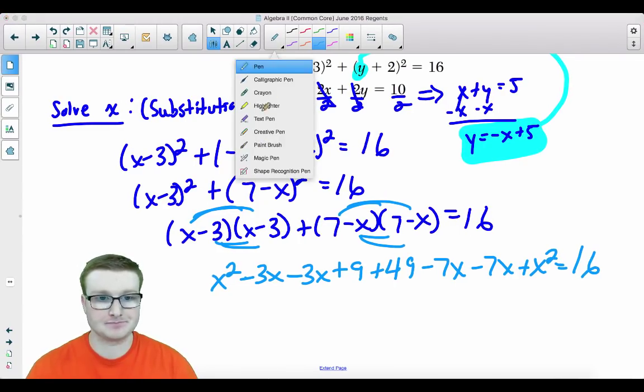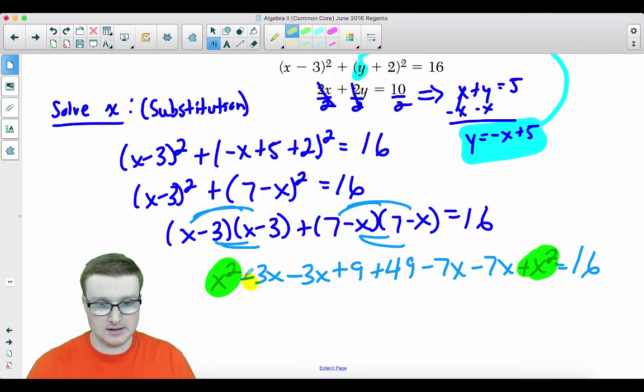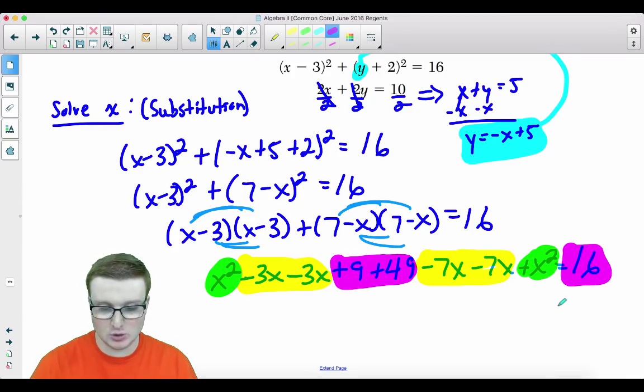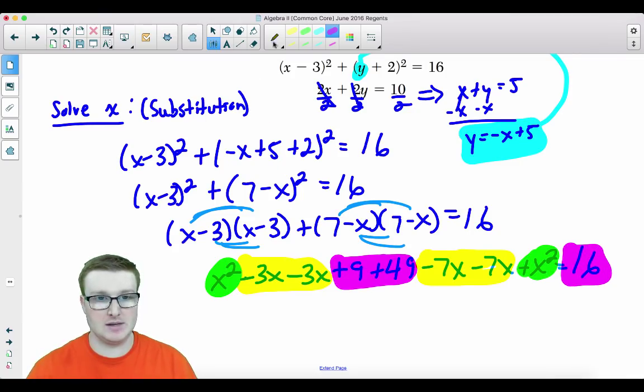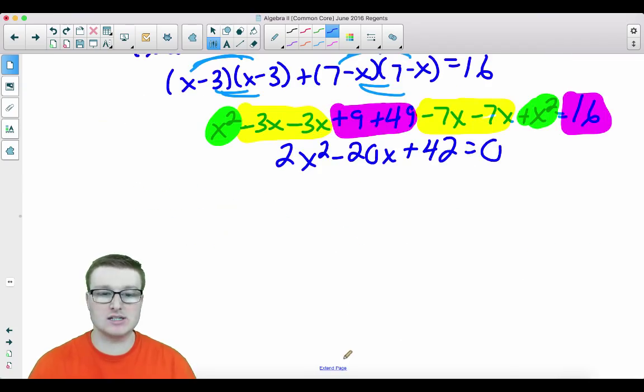Now we're going to combine like terms. All right, so x squared combines with an x squared. All of these x's could combine with each other. And the numbers could combine to each other. I'm just going to move that 16 over. So when you combine everything, ladies and gentlemen, you get 2x squared minus 20x plus 42 equals 0. Now we're going to solve for x.